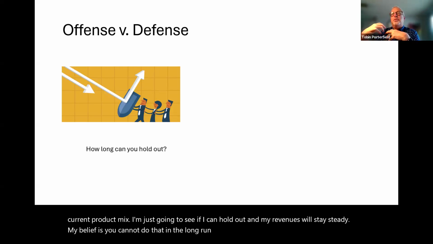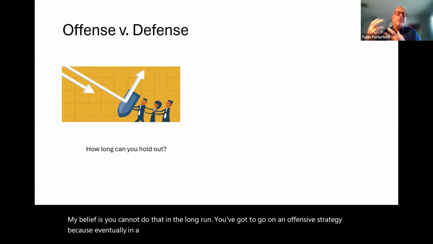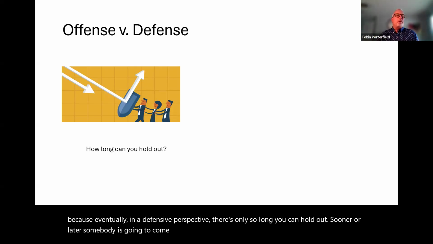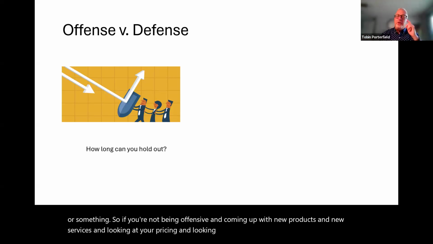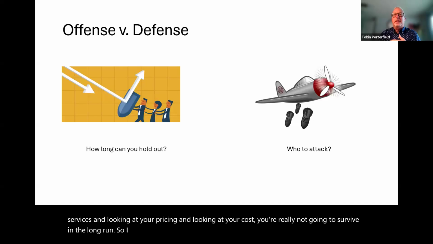You've got to go on an offensive strategy, because in a defensive position there's only so long you can hold out. Sooner or later, somebody's going to come along with a better product or better service or lower price. So if you're not being offensive, coming up with new products and new services and looking at your pricing and your cost, you're not going to survive in the long run. So I think defense is really a short-term alternative.